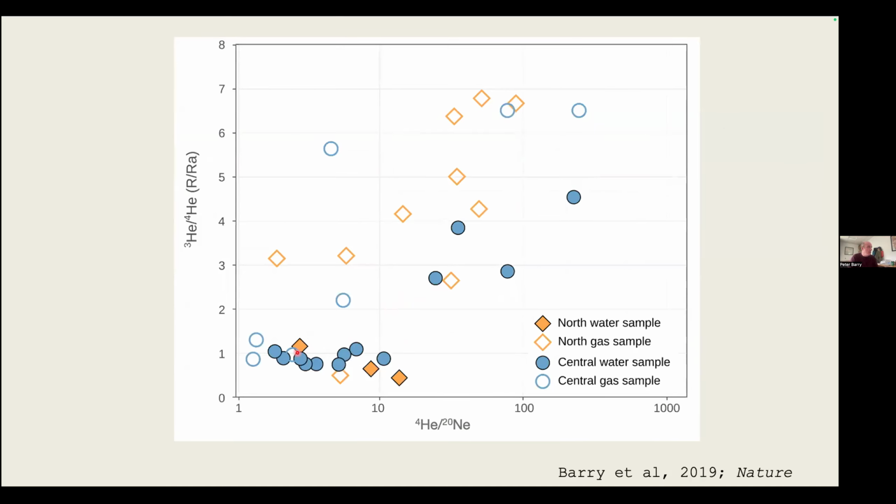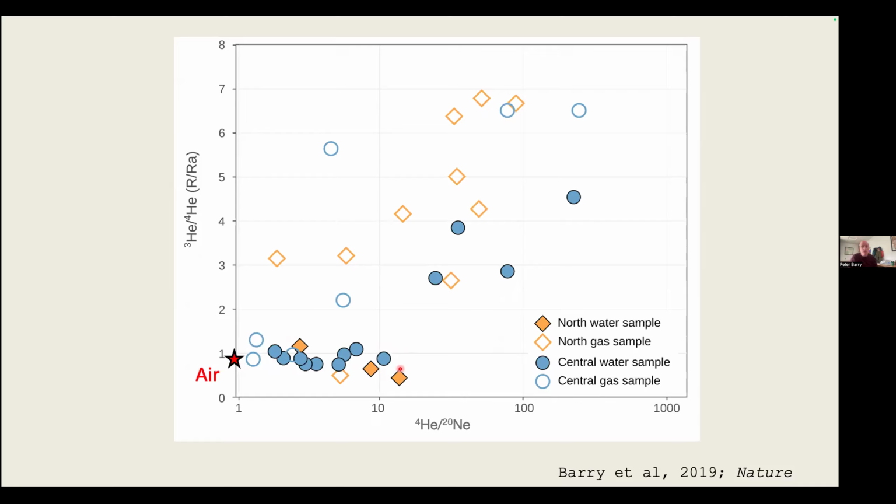But the ones that are close to 1 are not just air-saturated water in the subsurface. In fact, we can look at the helium isotope ratio again versus the helium to neon ratio, for instance. We can plot where air plots, right around 1. And we can see that many samples from this study have 3He/4He ratios close to 1, but they have big helium to neon anomalies.